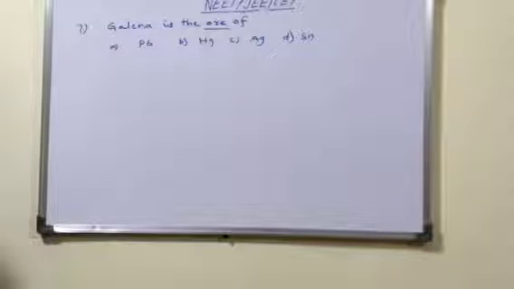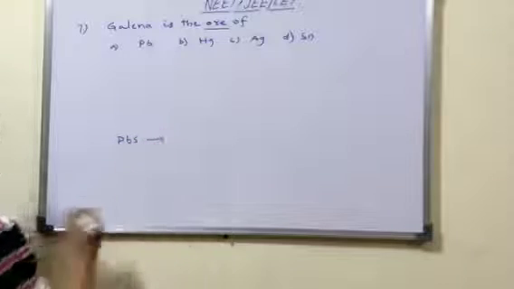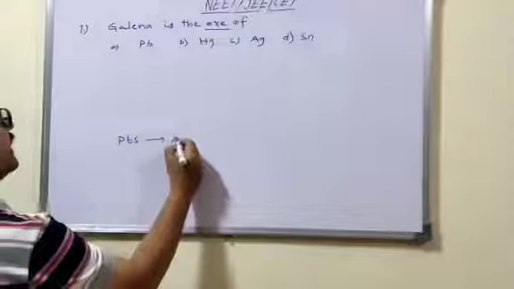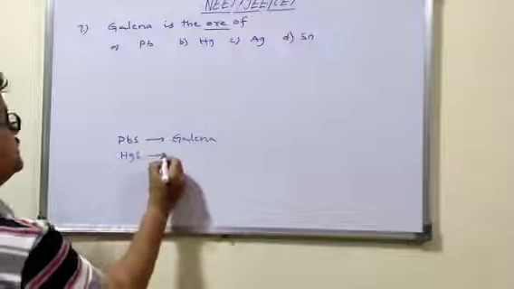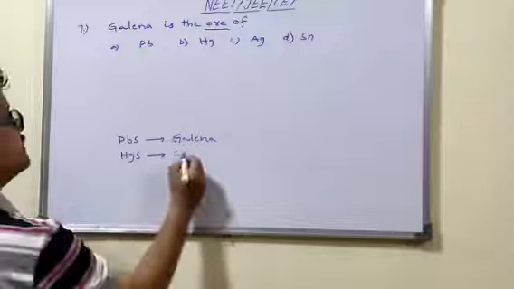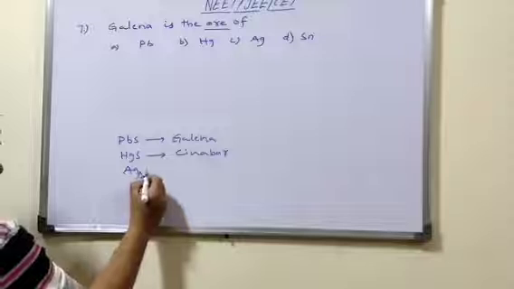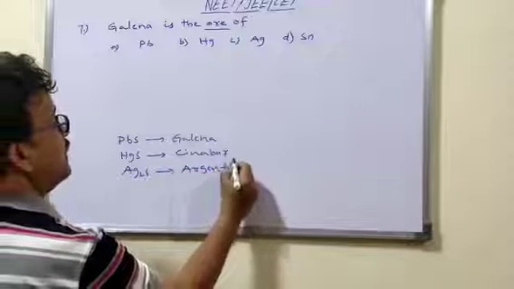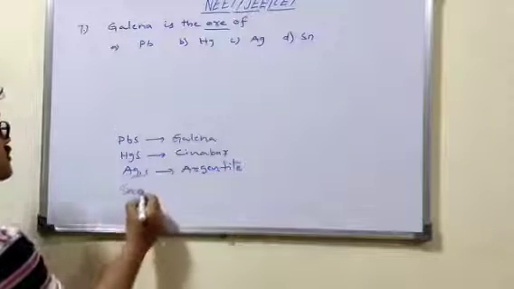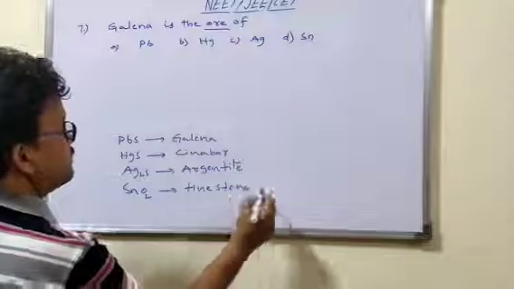If you know the Galena formula, then it is easy to remember. Lead sulfide, that is lead glance, we are calling Galena. Mercuric sulfide we are calling cinnabar. Silver sulfide we are calling argentite. And tin stone is another, an oxide form.